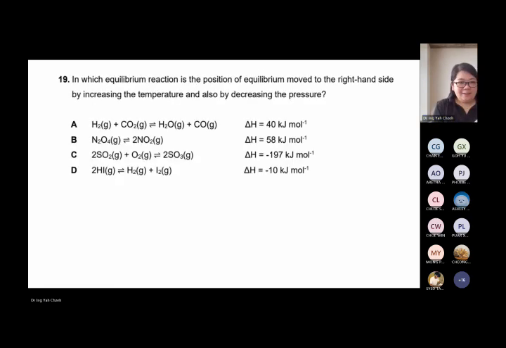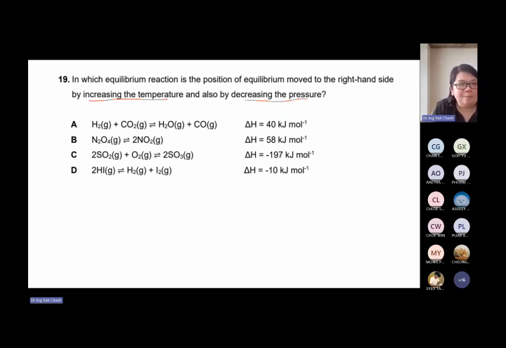Okay, next one is question 19. Question 19 is another, more difficult type of equilibrium question because it is changing two conditions at the same time. One is increasing the temperature, the other is decreasing the pressure. So two conditions are changed. Temperature is increased, pressure is decreased.